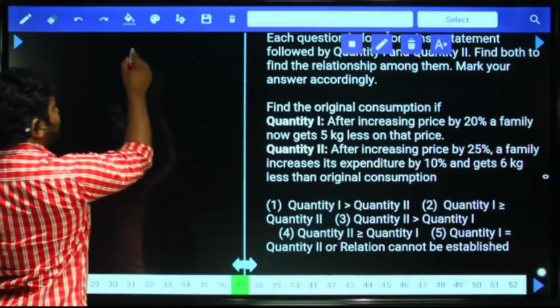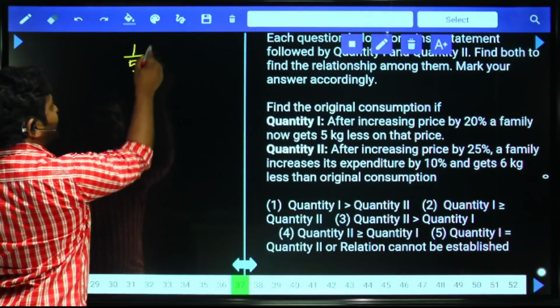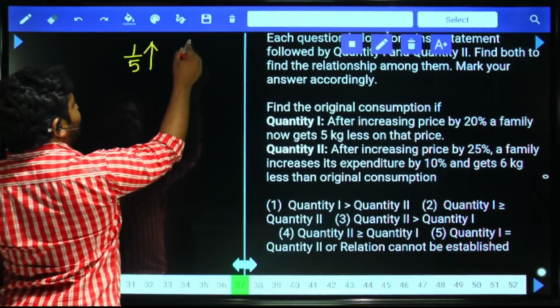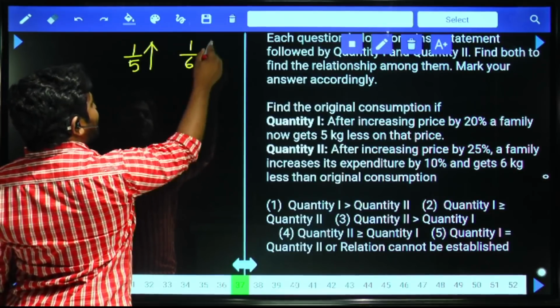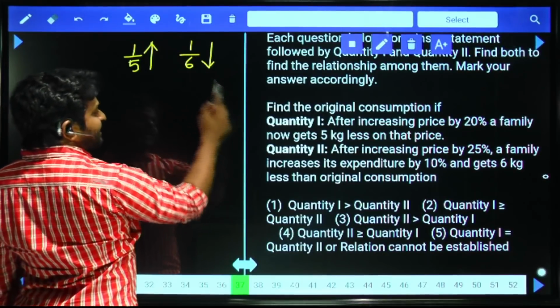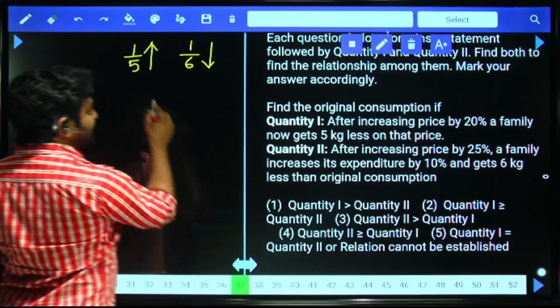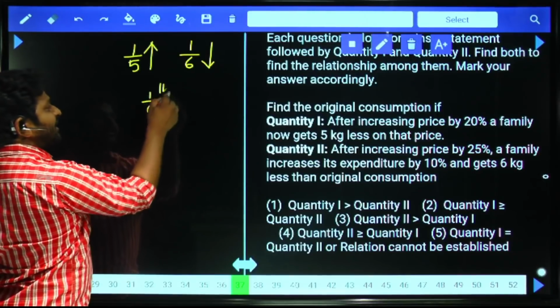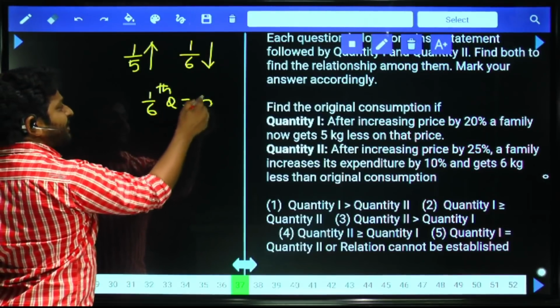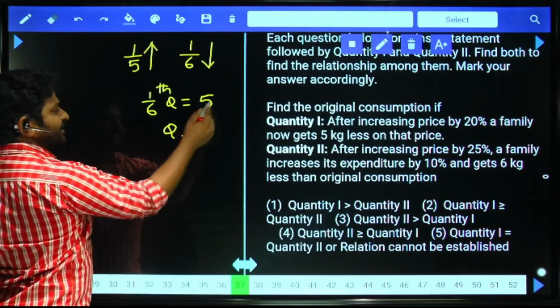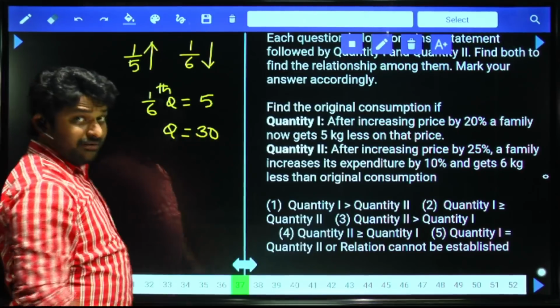20% increase. 20% in fractional form is 1/5. So for always increase of 1/5, there must be decrease of 1/6. So quantity decreases by 1/6, which is equal to 5 kgs. If 1/6 quantity is equal to 5 kgs, then total quantity was 6 into 5, 30 kgs. This is one way to calculate it.